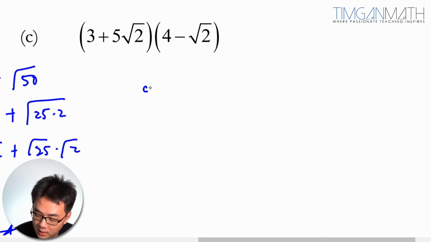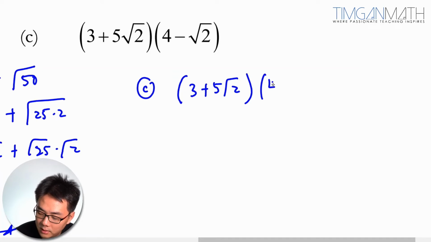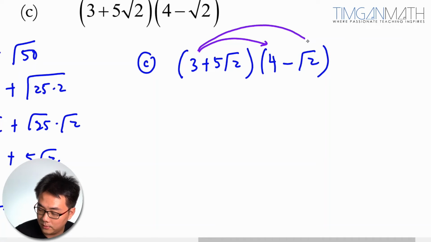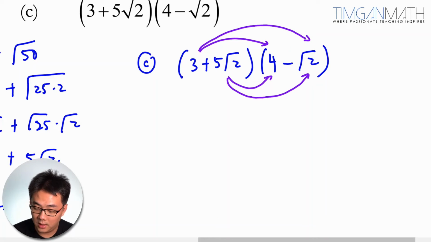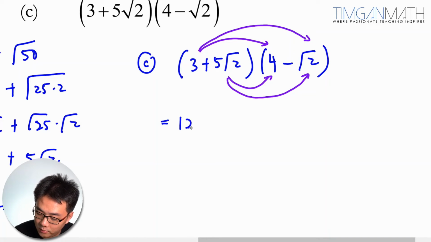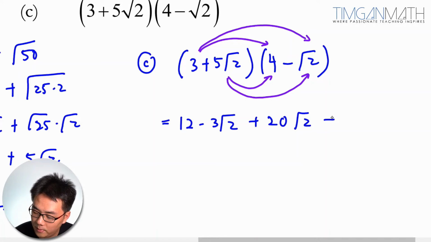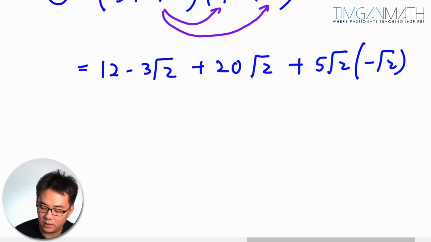Part C, we have 3 plus 5 root 2 and 4 minus 2 root 2. So this is similar to just distributing them as such, and distributing this as such. What we're going to get is 3 multiplied with 4, this will be 12, minus 3 times 2 root 2, and 5 multiplied with 4 will be 20 root 2, and plus 5 root 2 multiplied with minus root 2. Let's see how we can simplify this.